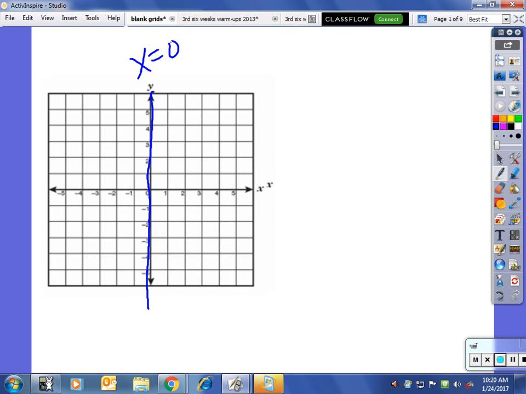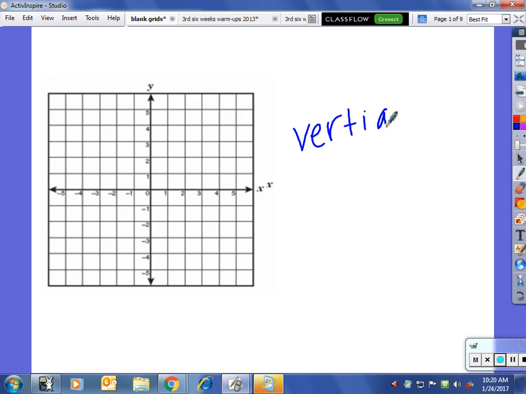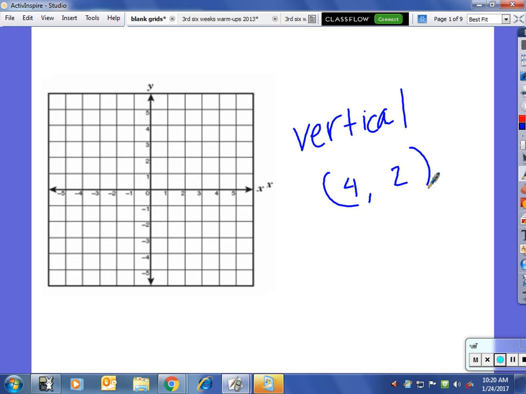Okay. What about this? I might also tell you I'm thinking of a line that's vertical. I'm thinking of a random vertical line and it goes through the point 4, 2. What's the equation of that line? X equals 4. It's just like telling you the slope's undefined. Those two things go hand in hand. Vertical lines are undefined.